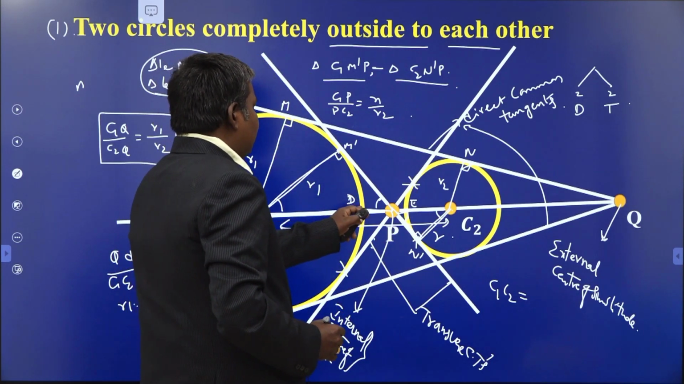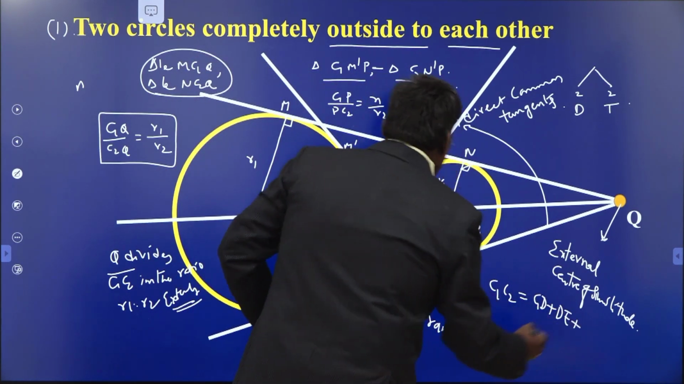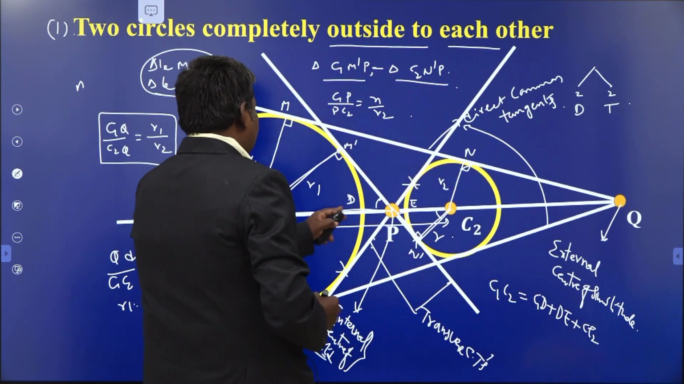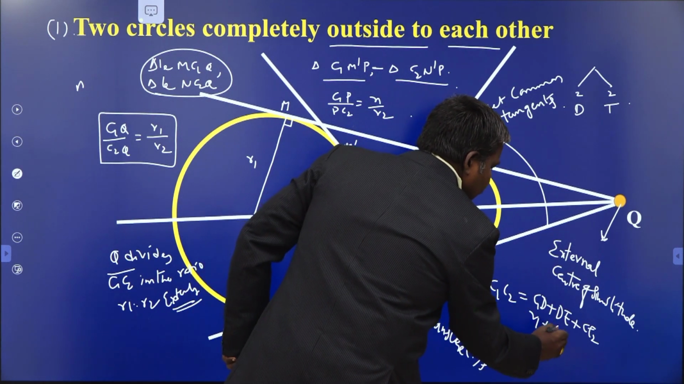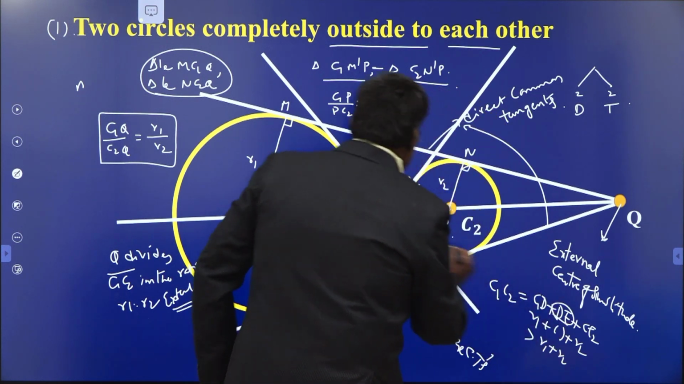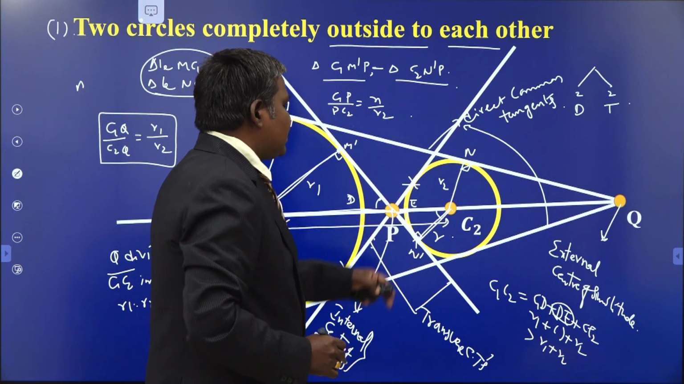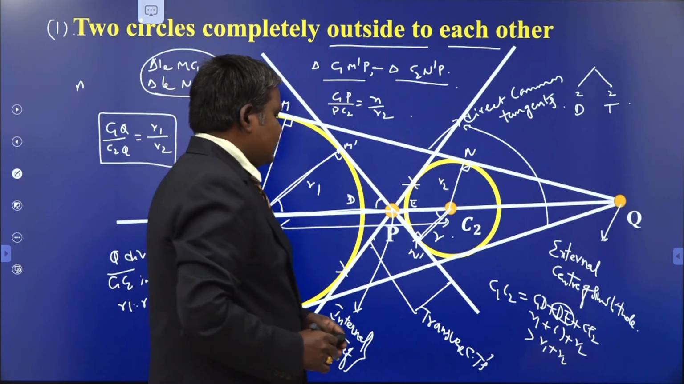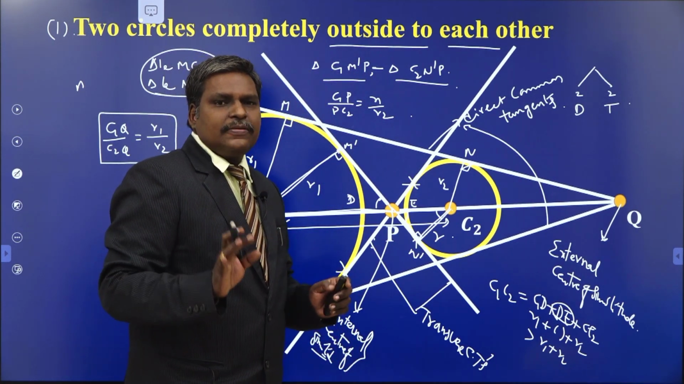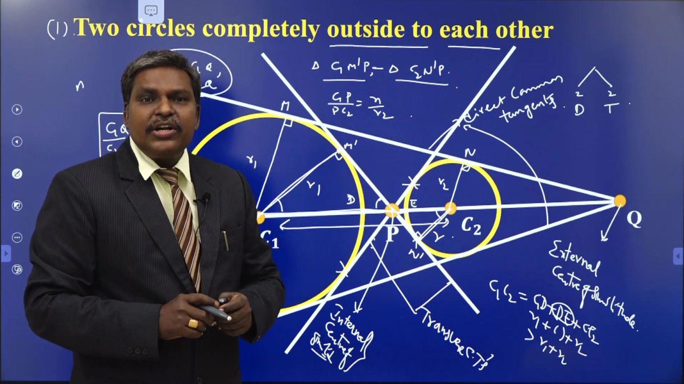C1C2 is C1D plus DE plus EC2. What is C1D? C1D is nothing but R1, and EC2 is R2, so C1D plus EC2 is R1 plus R2, and DE is some distance. DE is the shortest distance between the two circles. So C1C2 is strictly greater than R1 plus R2. Then there exist 4 common tangents. At that time, the two circles are completely outside each other.